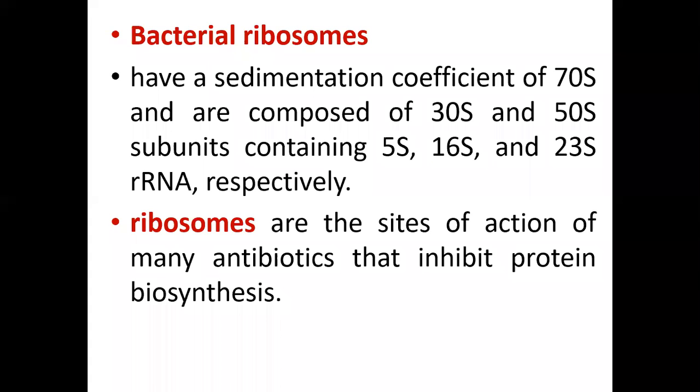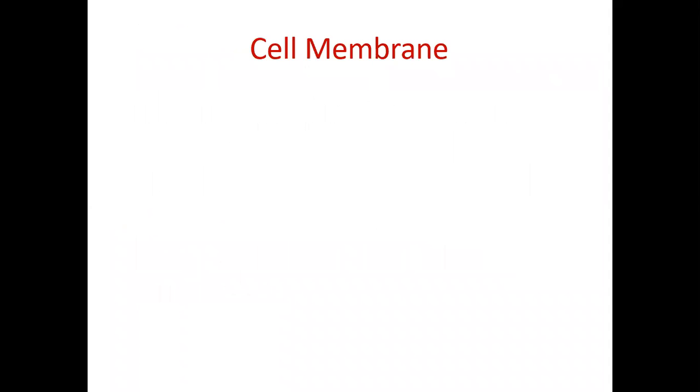Bacterial ribosomes have a sedimentation coefficient of 70S and are composed of 30S and 50S subunits. These subunits contain 5S, 16S, and 23S rRNA respectively. Ribosomes are the sites of action of many antibiotics that inhibit protein biosynthesis, such as erythromycin, azithromycin, tetracycline, and others.